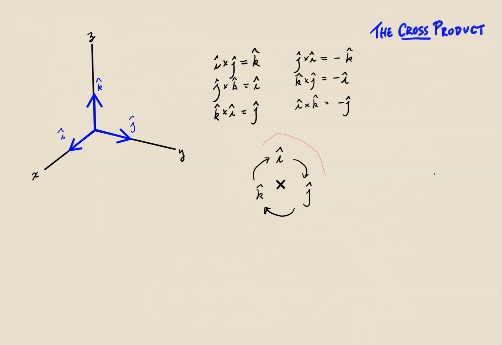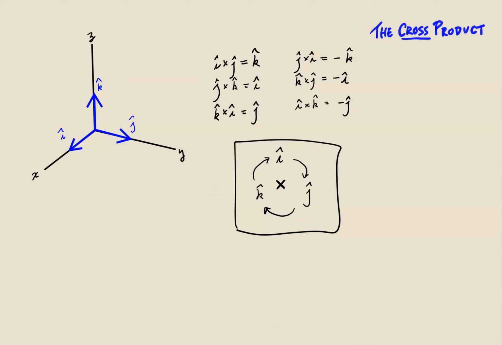So j cross i would be minus k, which of course is what we had right here. And similarly, i cross k would be minus j, which we found already up here. So just by remembering this little diagram, you have the multiplication table for cross products of i hat, j hat, and k hat. We will need this in a bit when we derive a formula for the cross product in general of any two vectors in R3.